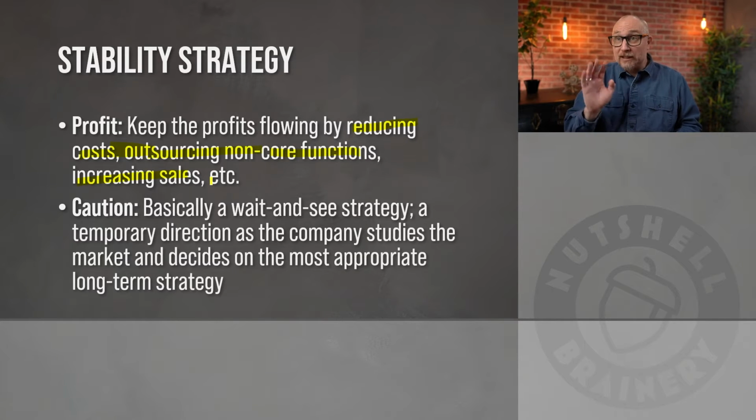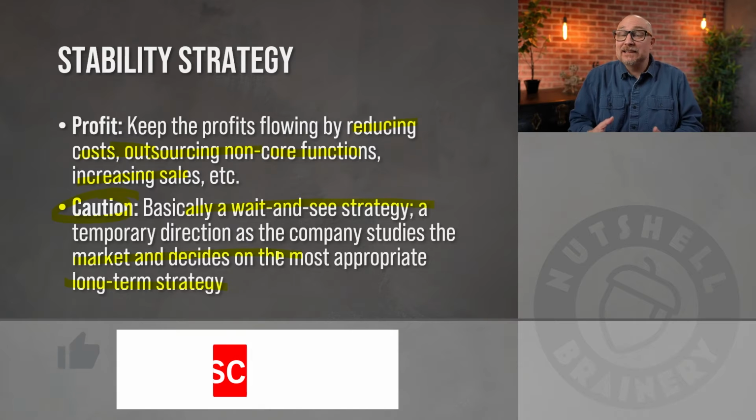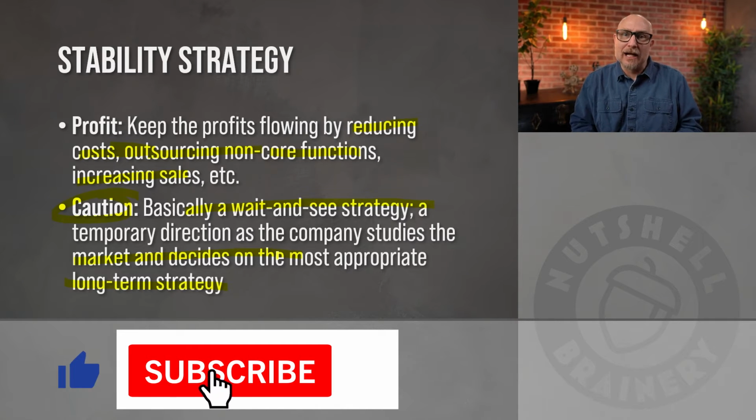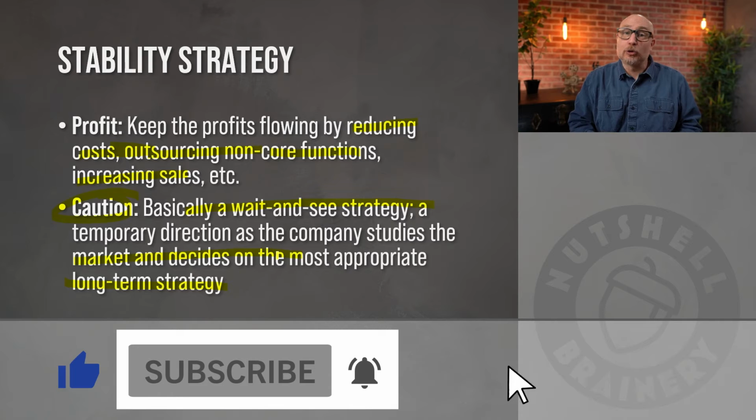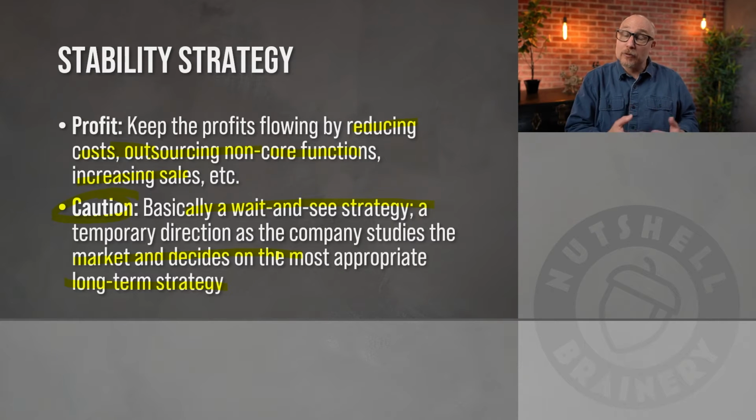Another way that companies can approach the stability strategy is really just by playing it really safe. This is basically a wait and see strategy. The company isn't quite sure where the market is going or how they can leverage their competitive advantage to the greatest effect in the market. So they're going to kind of hit the pause button on determining a long-term strategy. So the caution strategy is a very short-term approach.